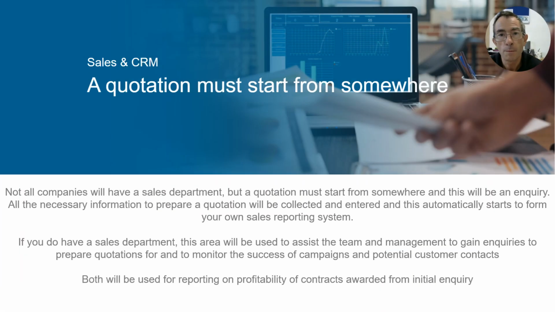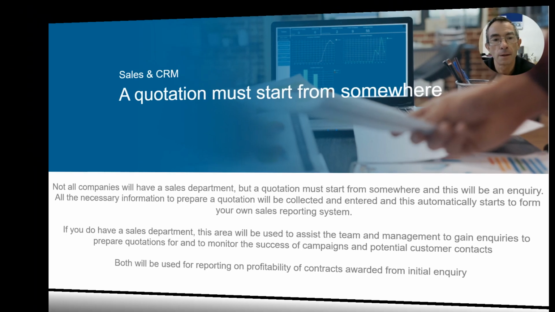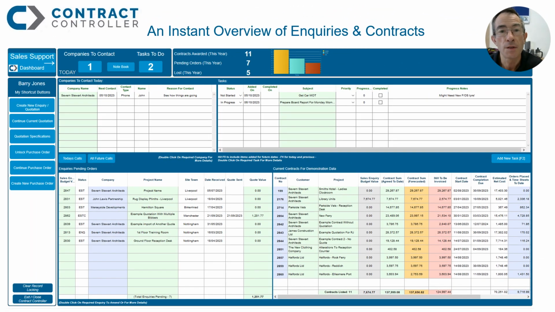Now, not all companies have a sales department, but the quotation or contract must start from somewhere, and this will be an inquiry that will hopefully become a contract. The system has various dashboards, with one of them being for sales support. This helps identify inquiries and quotations that are yet to be converted to contracts, need following up, or if successful, classed as lost. This helps ensure that any potential work is constantly monitored. There's also an area to remind you of companies to contact and tasks to do.